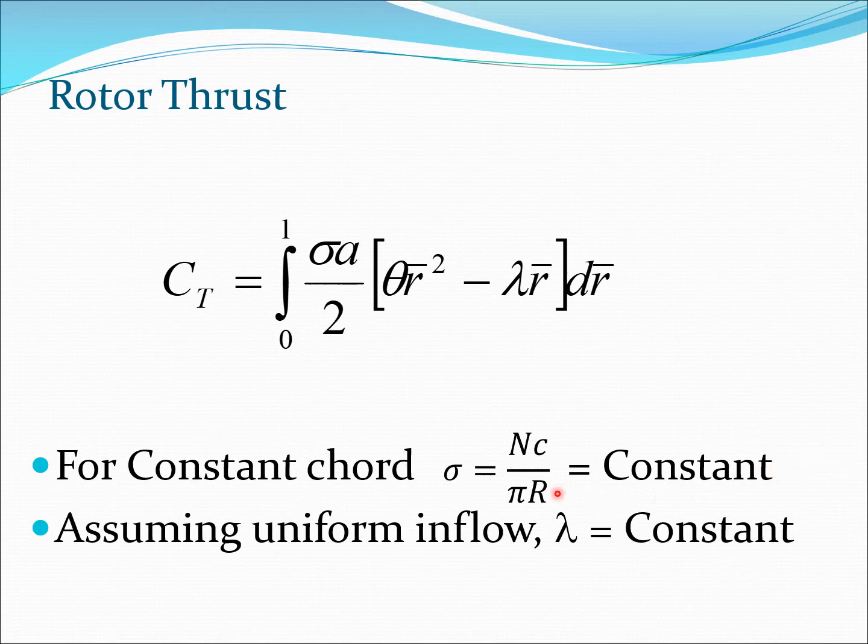Now, if we have a constant chord blade, then we can see from the expression for solidity sigma that Nc by pi R is going to be constant. If we take a model, for example, momentum theory where inflow is uniform, then lambda is going to be constant. So then the key issue is going to be with theta, and if we also assume that the blade section is the same throughout, then A would be constant.